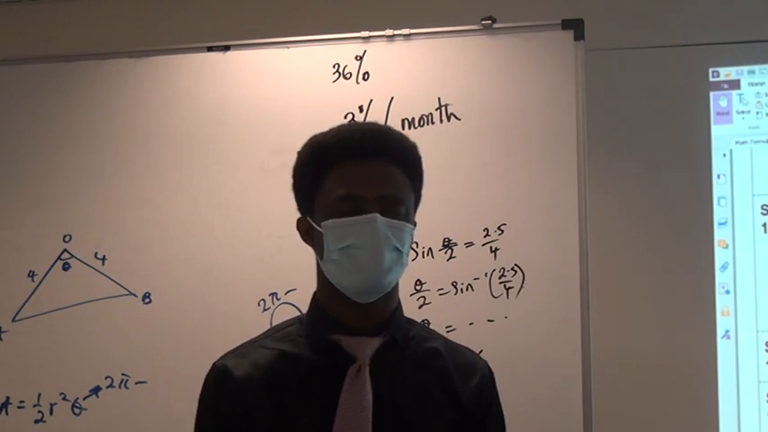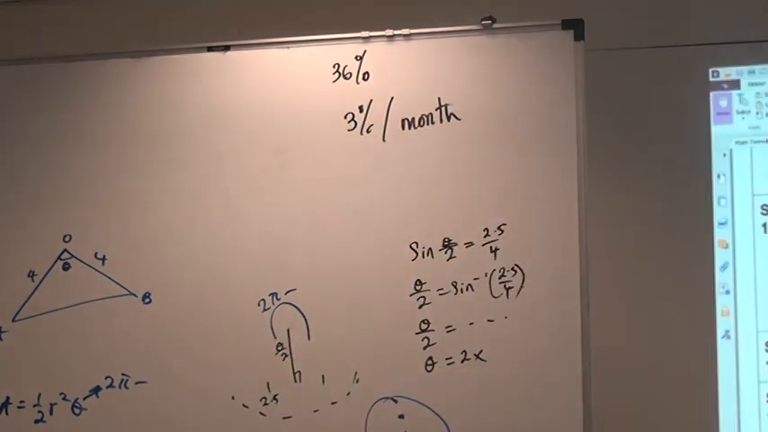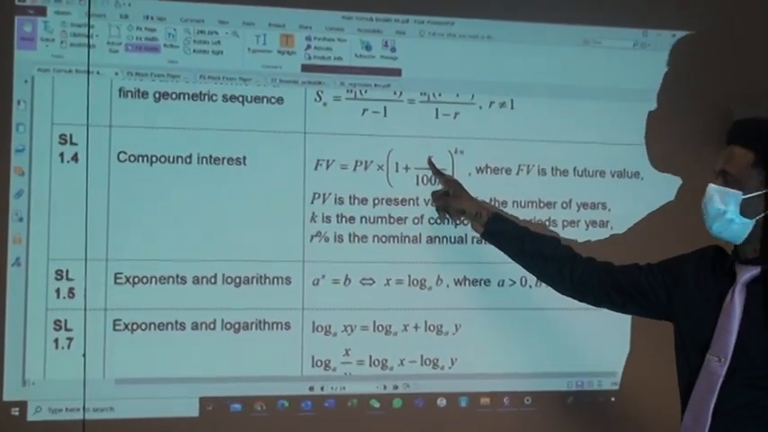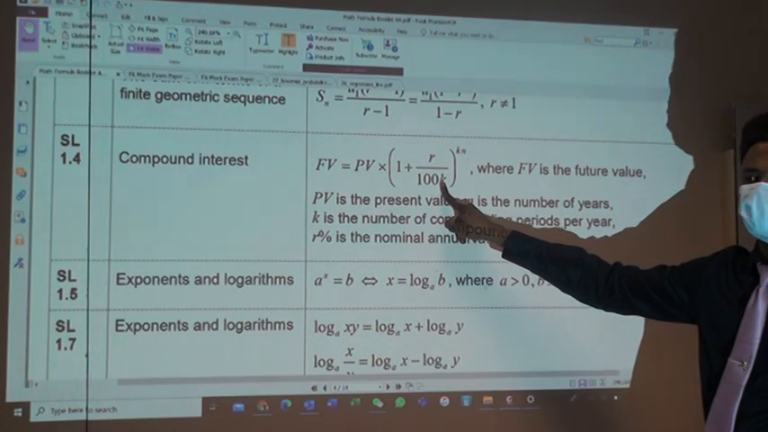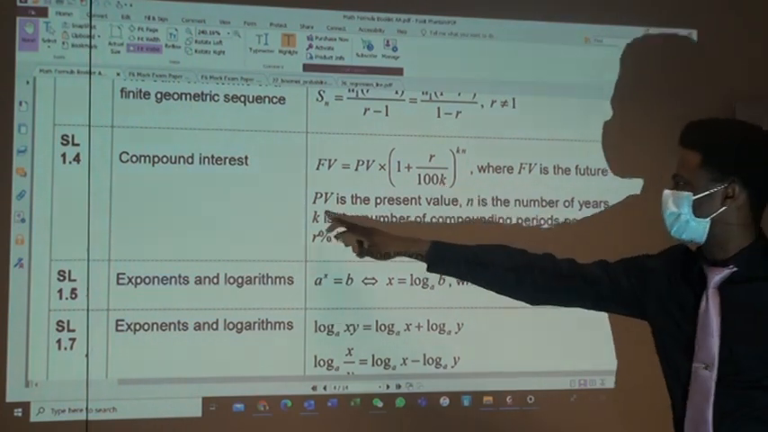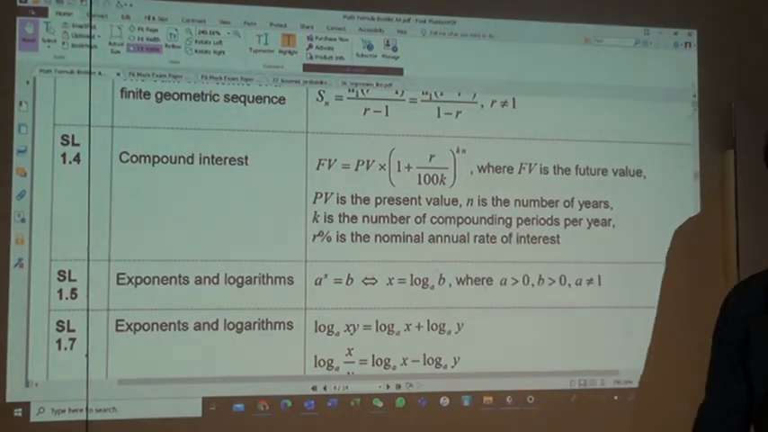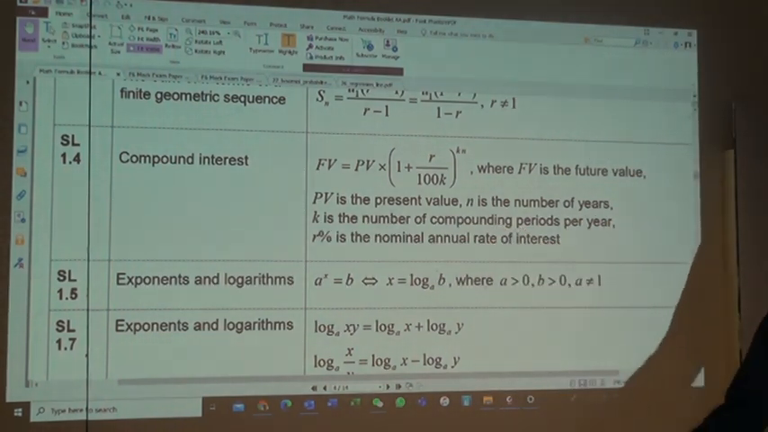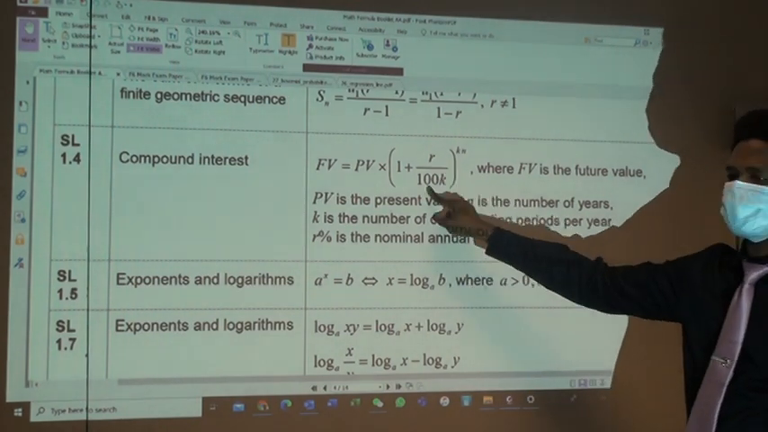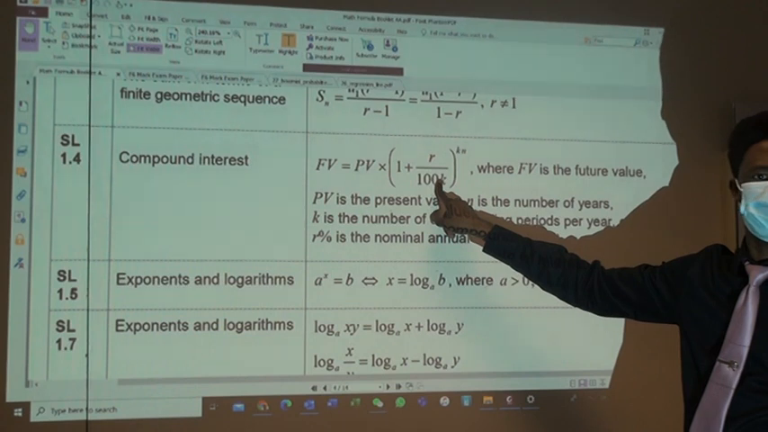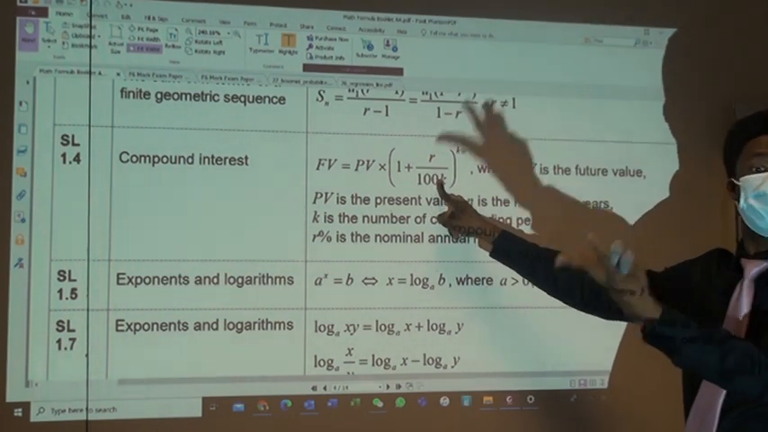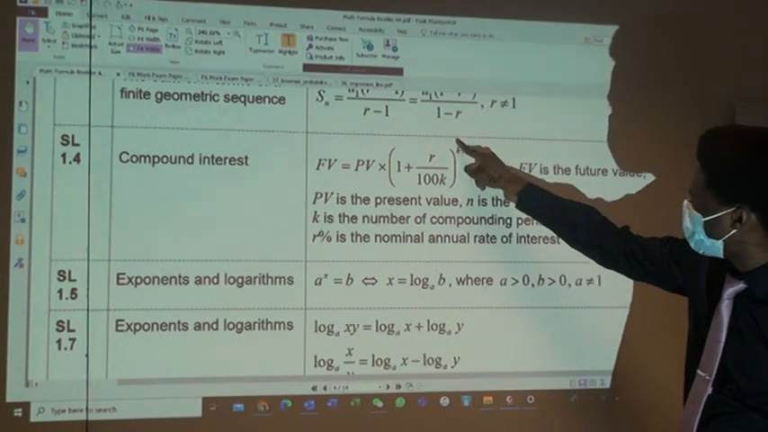Am I making sense? So in this question, that is why you will see that even though this is R%, it was divided by K. R% is R over 100. But it was divided by K because there are K periods in a year. Just like 12 periods in a year. If there are 12 periods in a year, it means this R% has to be divided by 12. And if we are talking about 5 years, it means 5 times 12 periods altogether. That is why the power is Kn.